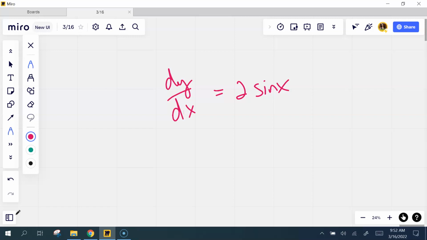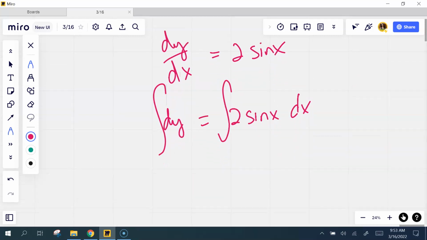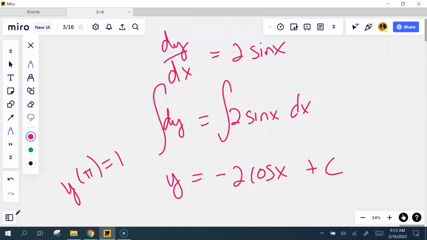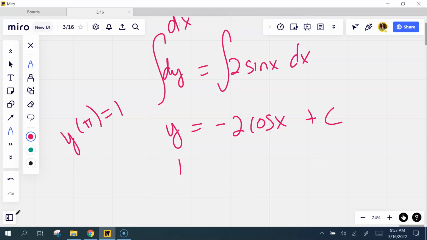All right, so again, I am going to split up here. So dy equals 2 sine x dx, and I'm going to integrate both sides. So I have y equals, the antiderivative of sine x is what? So I got negative 2, because that 2 can come out. Cosine x, do not forget the plus c. The plus c is there. This is why we have an initial condition. y of pi equals 1. 1 equals negative 2 cosine pi plus c. What's the cosine of pi?